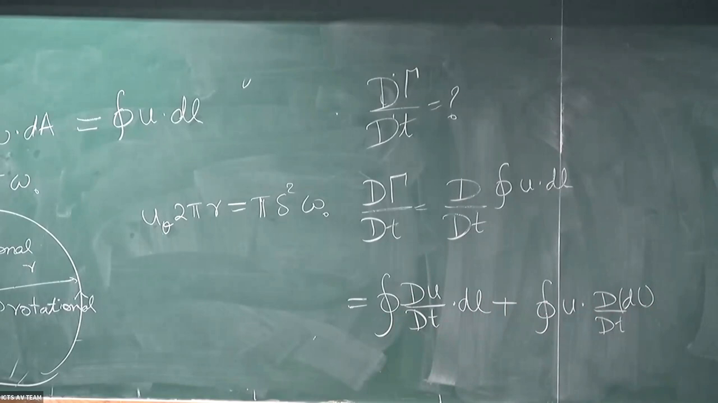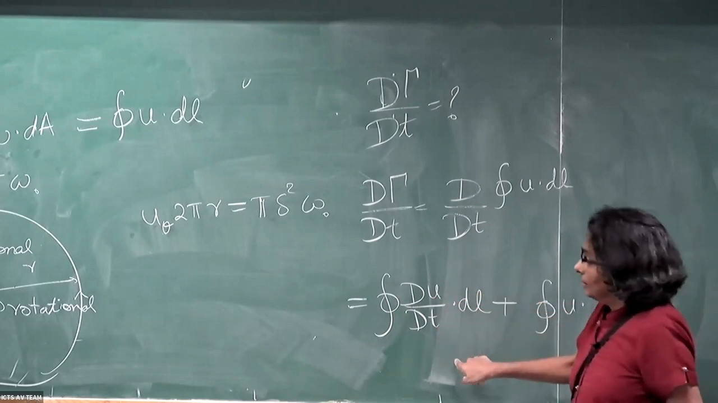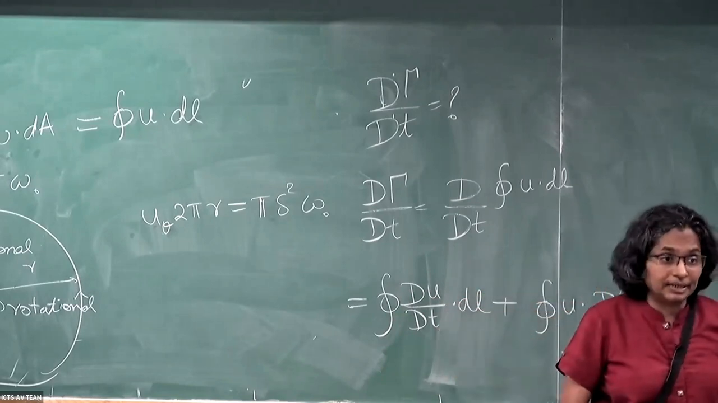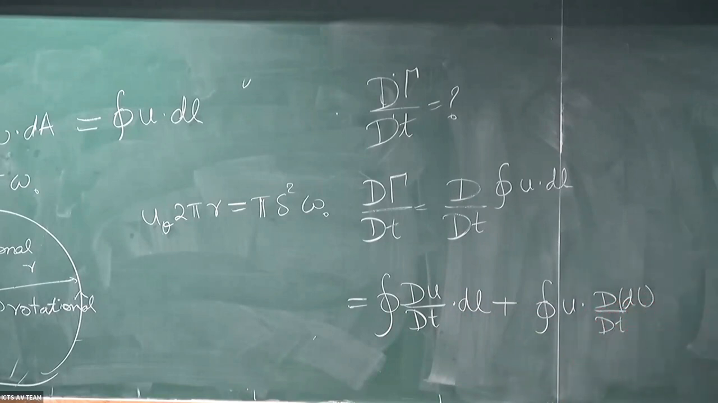And if it's an inviscid flow, what is Du by Dt? It's given for me by the Navier-Stokes, right? It's minus grad p, right? I can write that.